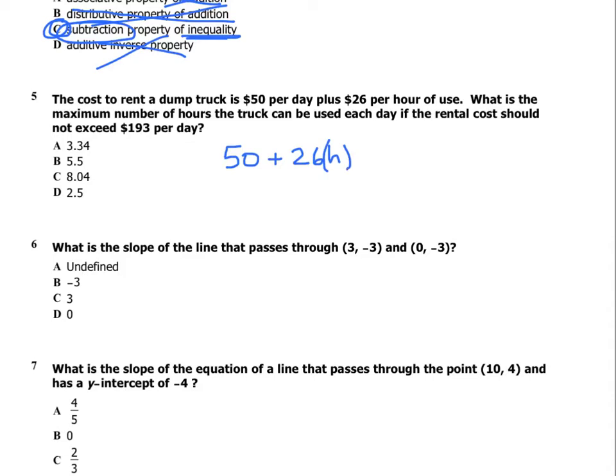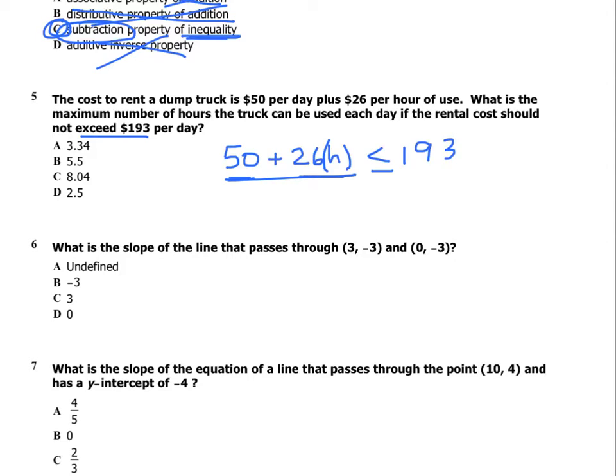Okay, so, or 193, excuse me. So what's the best way for us to do this question? Well, this would be the amount you spend per day, $50 plus the 26 per hour. And we don't want that to be bigger than 193, so we want it to be less than 193. But we can't exceed 193, so it could be equal to 193. So anyway, this is what we're going to solve.